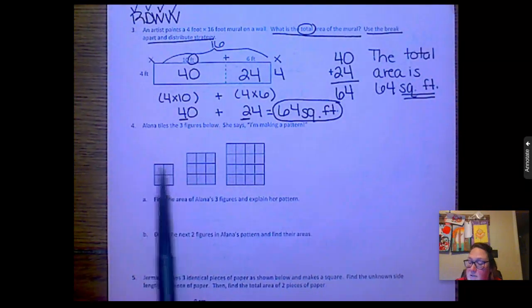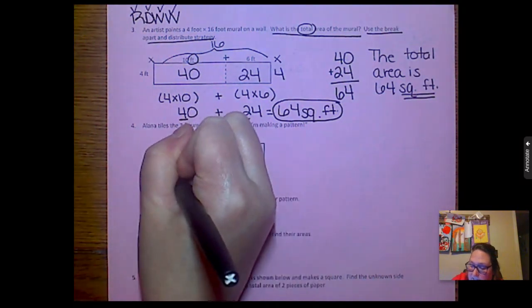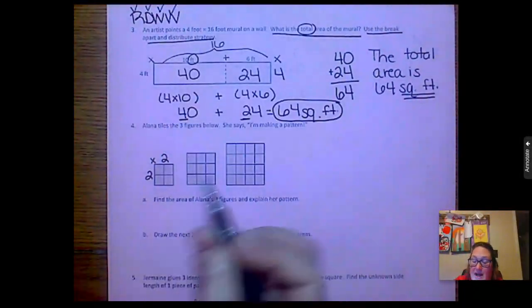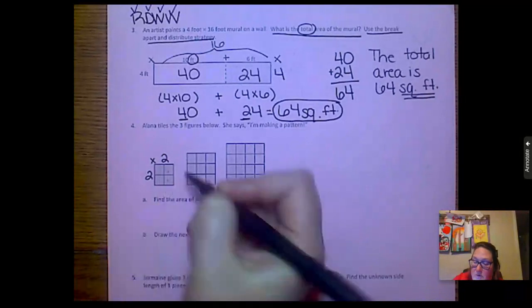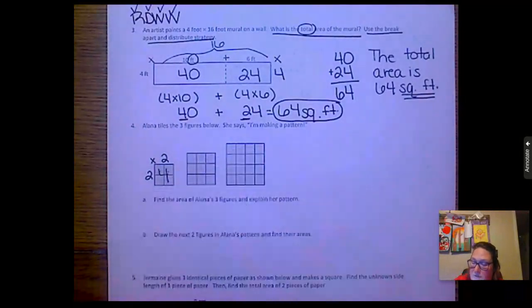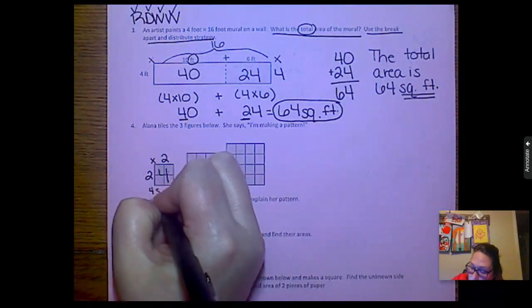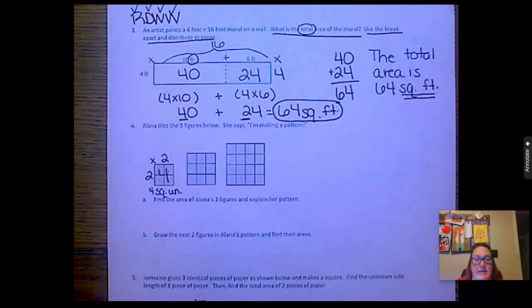So let's do that. If we look at the small one first, let's go ahead and label our side lengths. So this side length is 2, and this side length is 2. What goes right in the corner? The times sign, right? And I could do 2 times 2. I could also count 1, 2, 3, 4. So the area of this one is 4 square units because it doesn't say anything else, right? So I'm going to put right under it 4 square units. Nice and small.